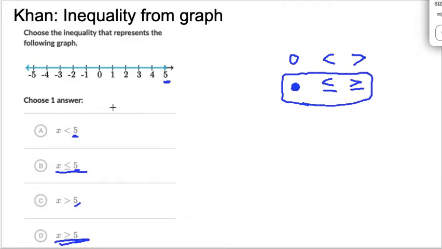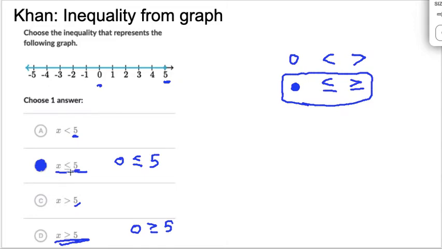And then let's just try a point and see which one makes it true. I'm going to actually just pick the point 0. If we put 0 in there, is 0 less than or equal to 5? Let's try the other one. Is 0 greater than or equal to 5? And which one of those makes it true? We can see that it is B that works. So therefore, B is the correct inequality.